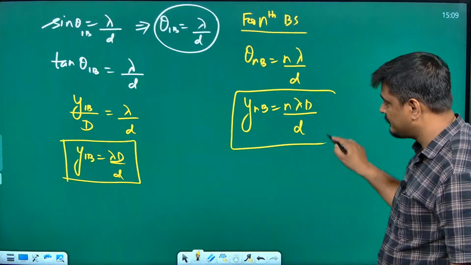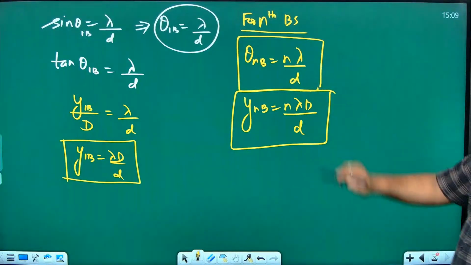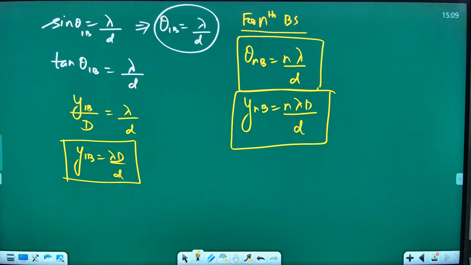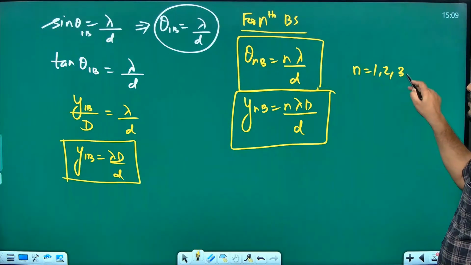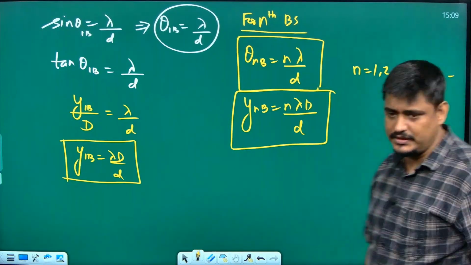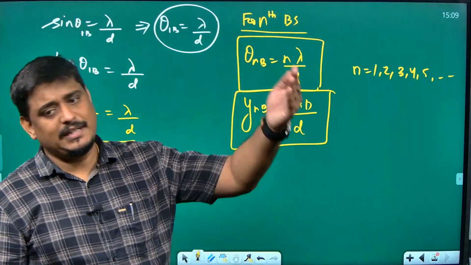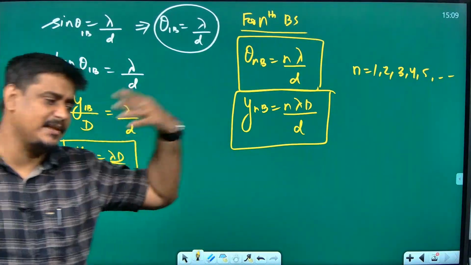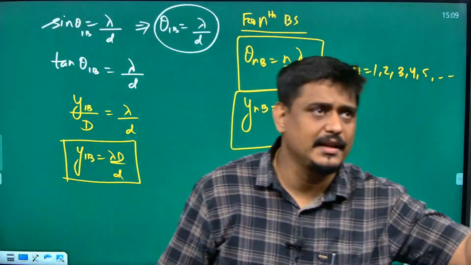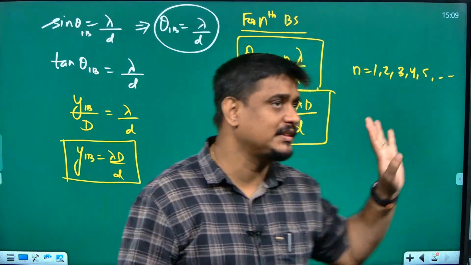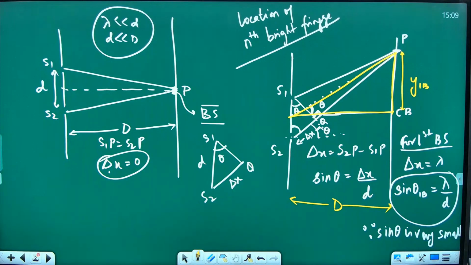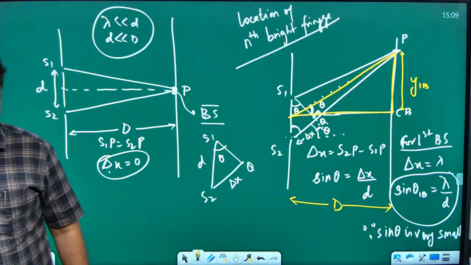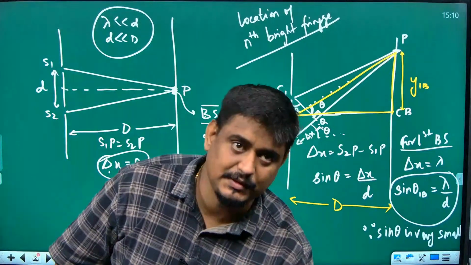Any problem in this? If there is any problem, please ask me. Are you getting the point? Here n should start from 1, I should say. Why not 0? Because 0 I am already using for the central bright. Central is bright only. First bright at 1 lambda D by d. Second bright at 2 lambda D by d. Third bright at 3 lambda D by d, and so on. Any confusion in this? If there is no confusion, you can copy it fast without taking much time. Then I will talk about dark spots. Make it fast, please. If there is any doubt, feel free to ask me.